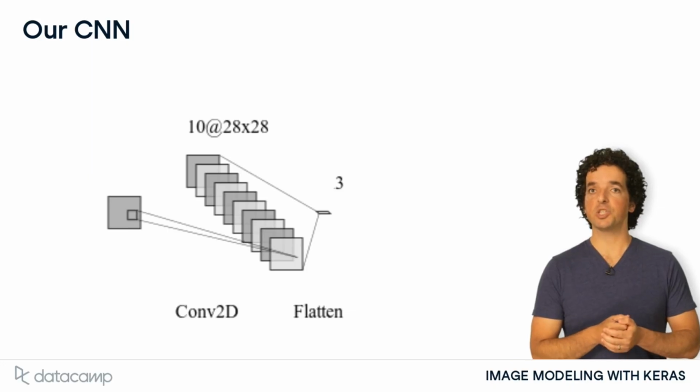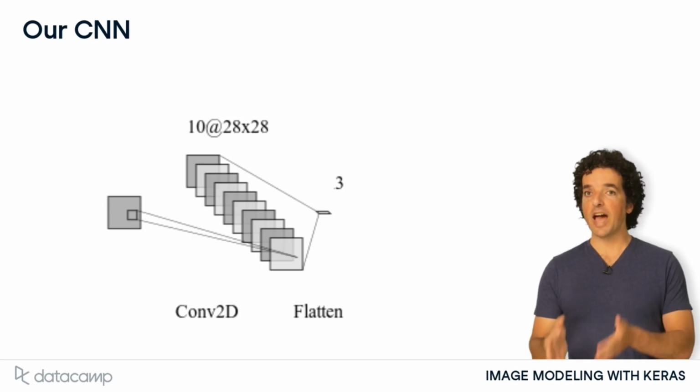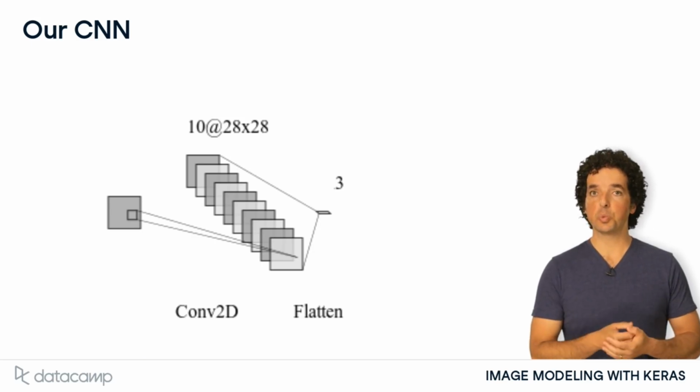This is a diagram that describes the network that we created. The inputs are images of 28 by 28 pixels. The Conv2D operation goes to 10 feature maps of 28 by 28 pixels each, and the flatten operation takes us to 3 units of the output.